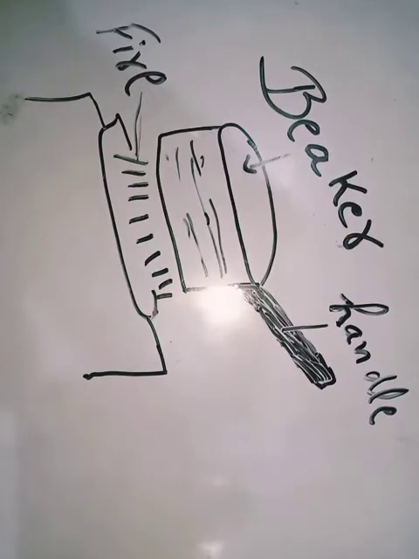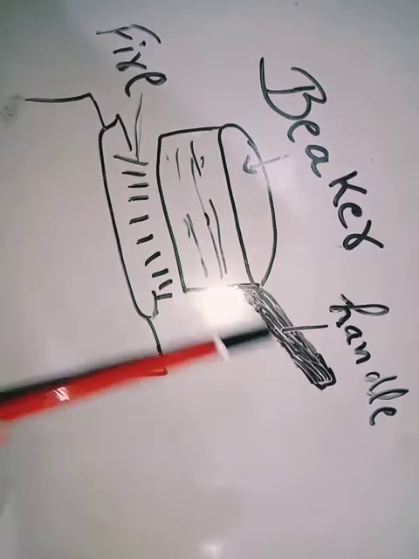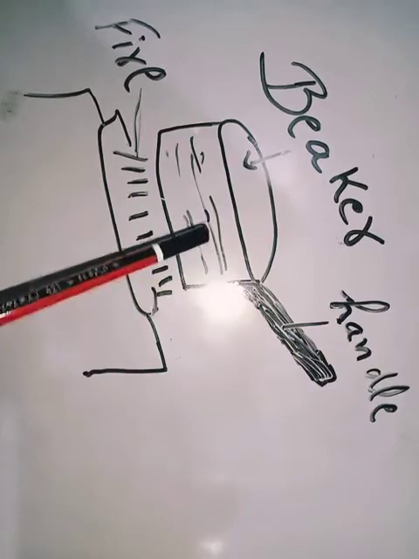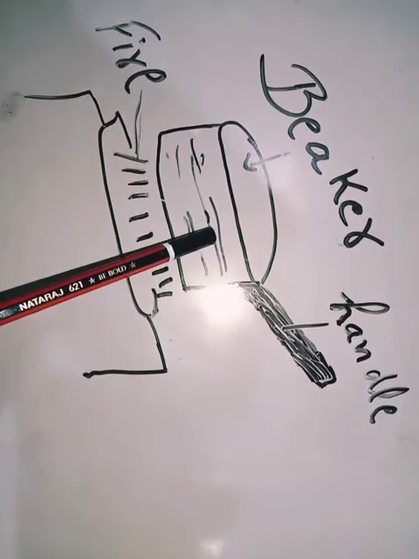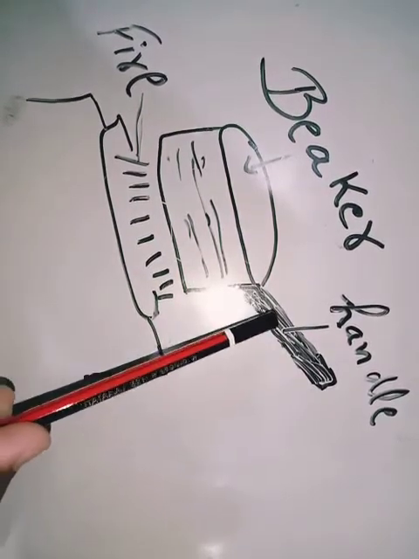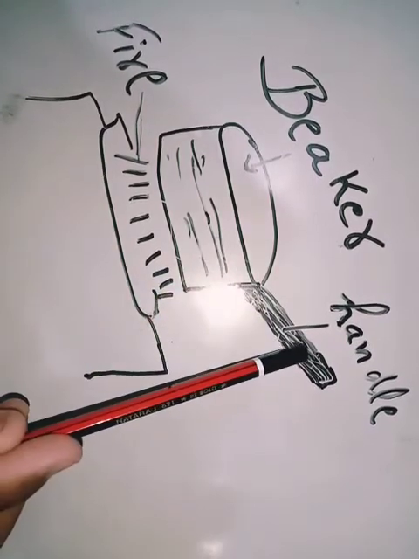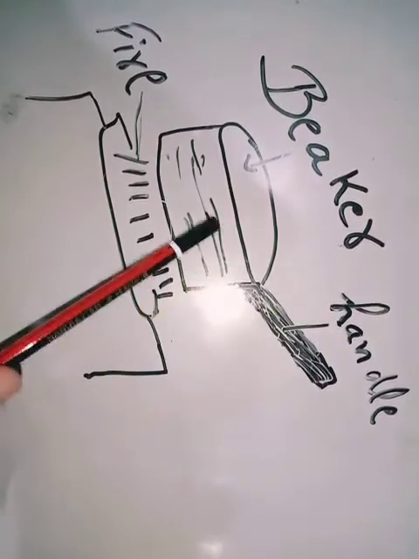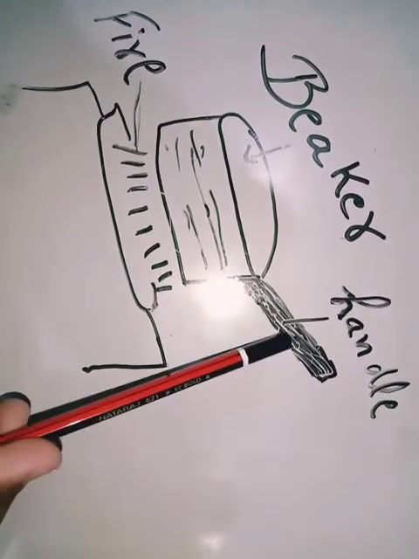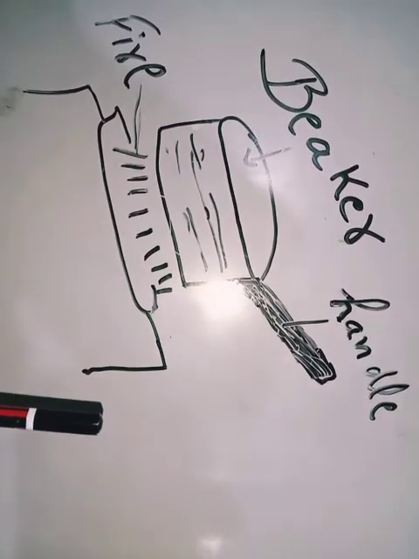Let's again have a look at the activity. If we keep a beaker on fire and it has a handle, then heat transfers to the material present. The beaker will become hot, and if the handle is metal, it will also become hot, meaning there is flow of heat in metals. And if the handle is wood, then heat transfer will not take place, and we can easily hold the handle. So the handles are made of insulators.